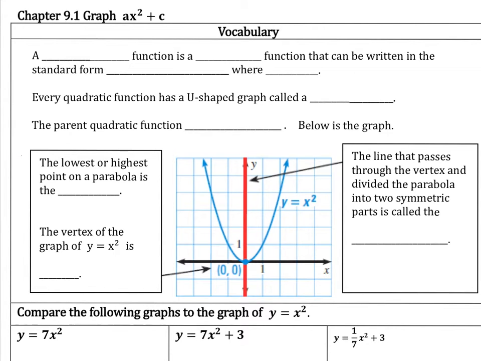In 9.1, we're going to learn how to graph a quadratic function in the form of ax squared plus c. So let's first review some vocab terms. A quadratic function is a nonlinear function that can be written in the standard form y equals ax squared plus bx plus c, where a does not equal 0. And every quadratic function has a U-shaped graph called a parabola.